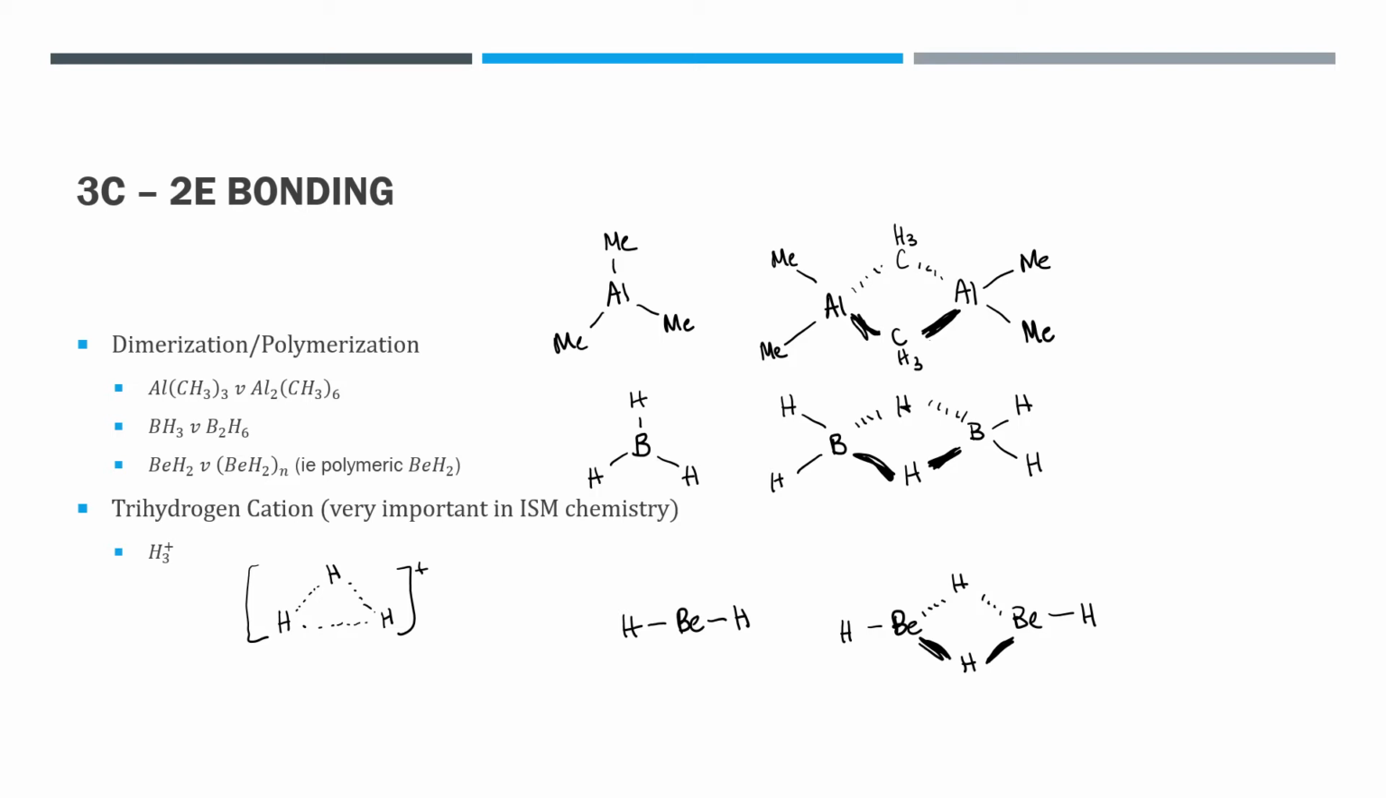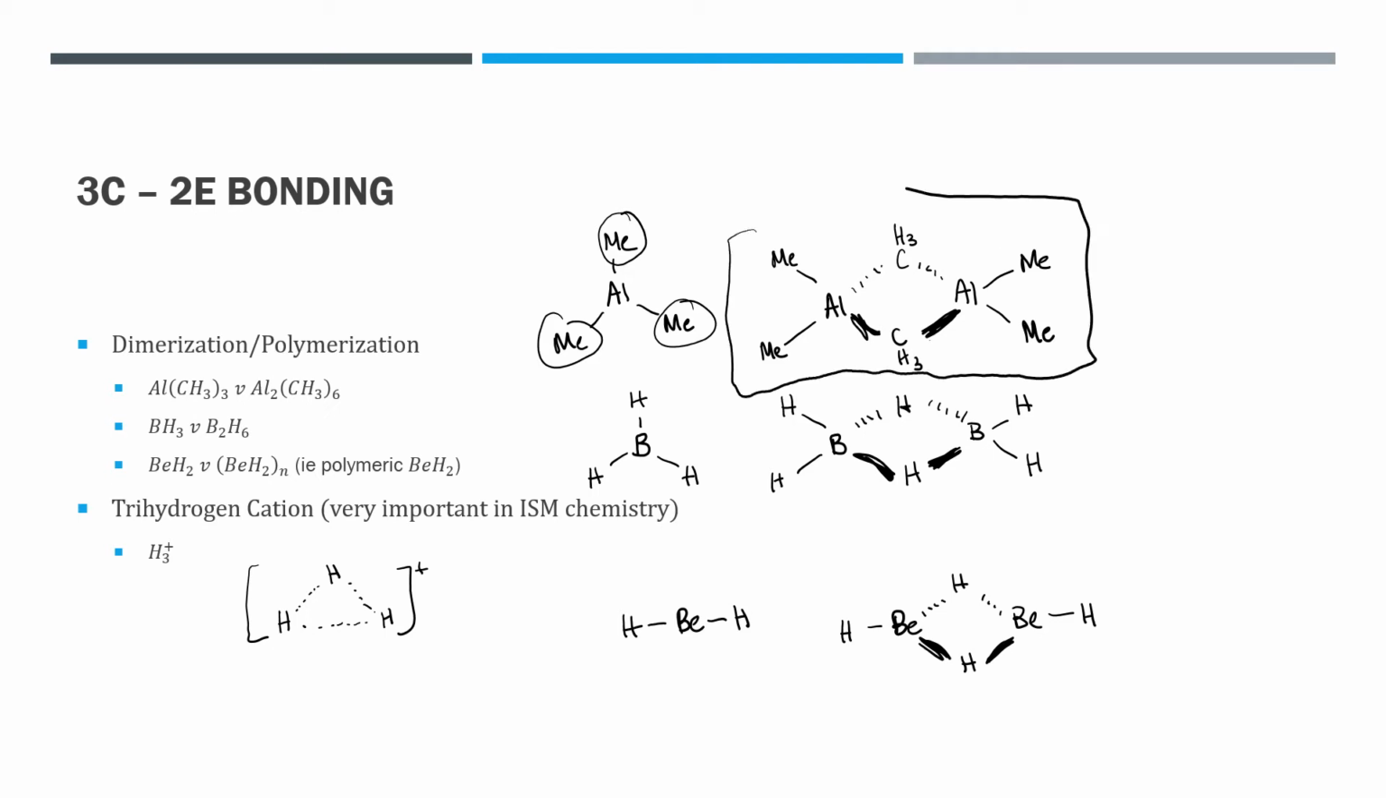So first we have Al(CH3)3. CH3 is also just a methyl group, so I've abbreviated these to just methyls. But you can see that aluminum has 3 bonds, it has our 6 electrons, and that looks like a normal sort of Lewis structure, right? But when we dimerize this, it becomes Al2(CH3)6. Okay, so this is weird, right? How do we draw this structure? And you can see I've drawn it here.